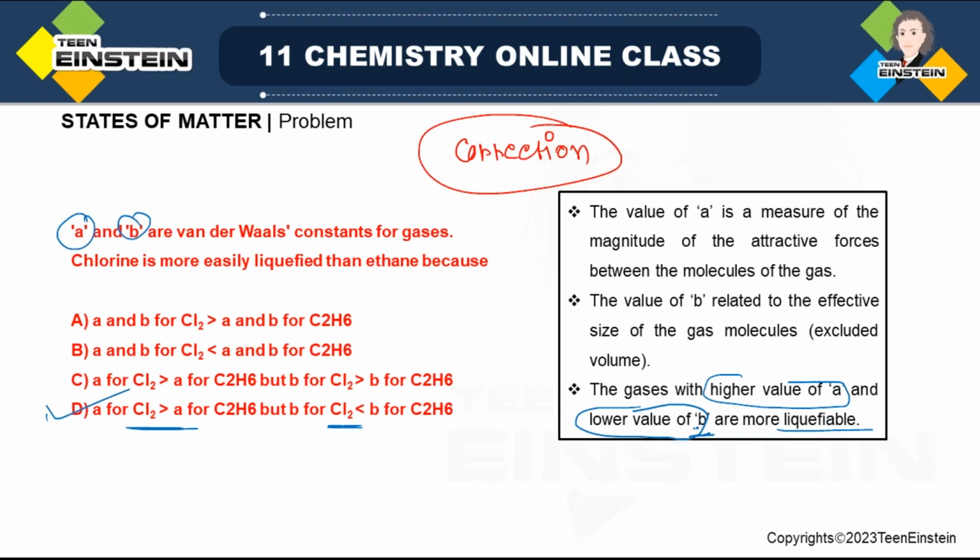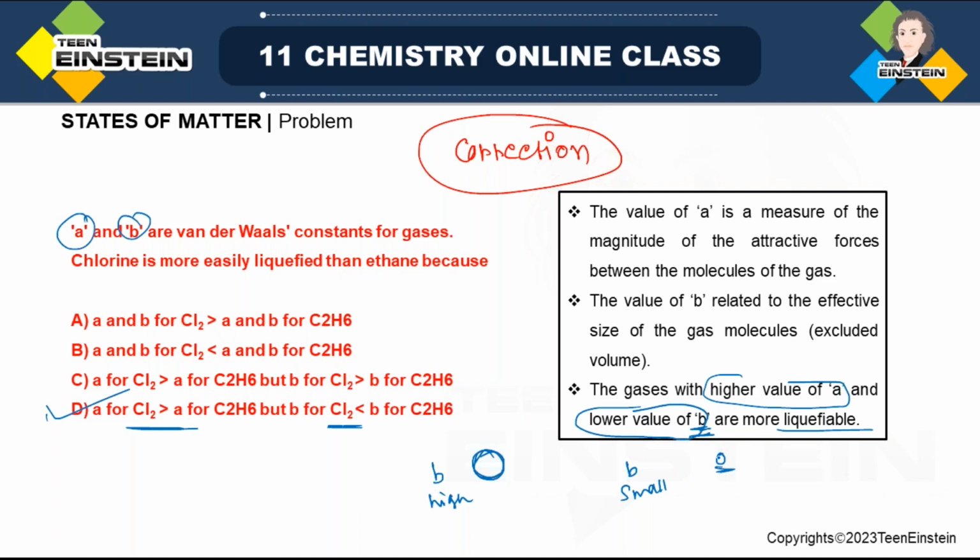Fine. So when the B value is very high, that means the size of the gas particles is large. In another case, B is small, which means the particle is small. So when the particle size is very high, liquefaction will be difficult. But when B has a lower value, liquefaction will be easier.